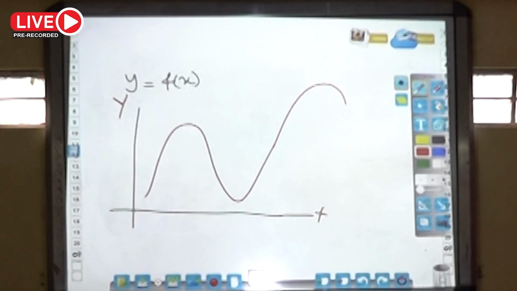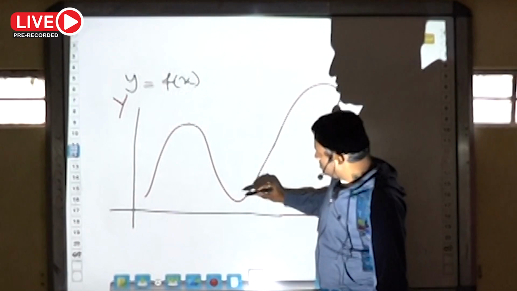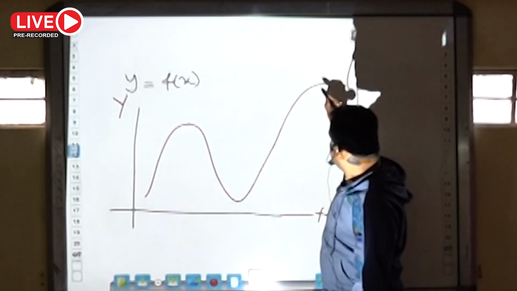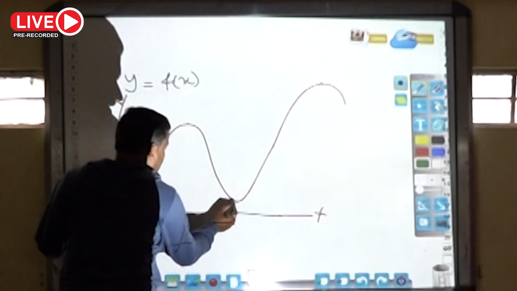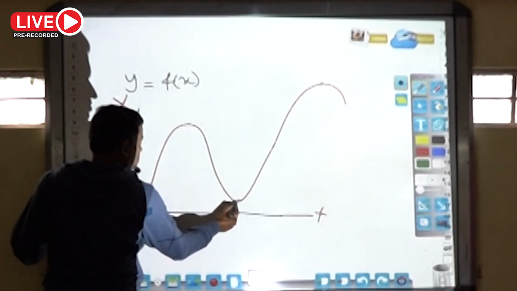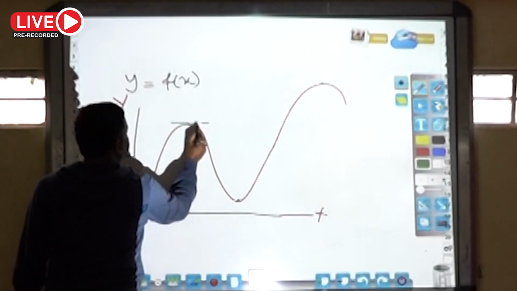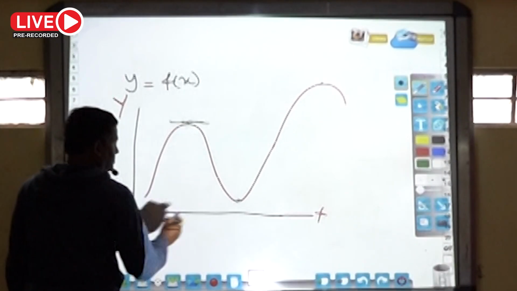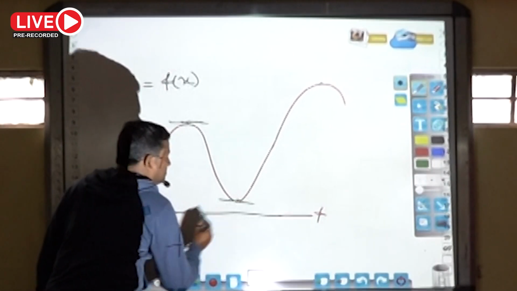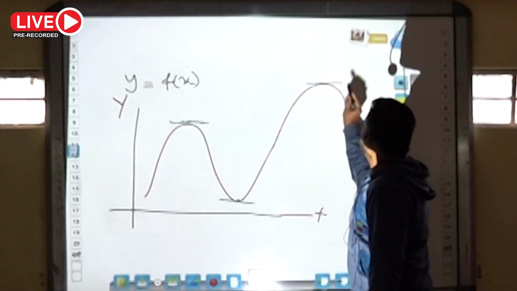3. So one is this point, one is this point, another is this point. So at these 3 points I can consider this. If I draw a tangent, that will be a horizontal line. This tangent will be horizontal.